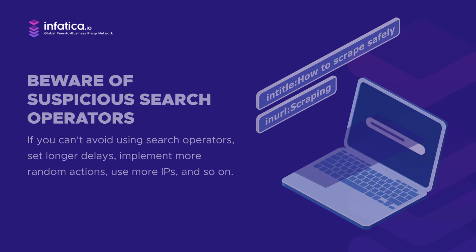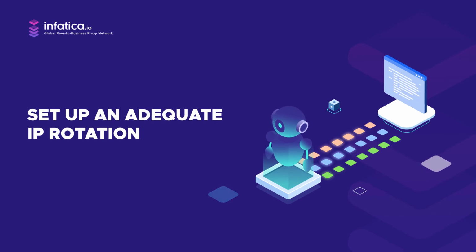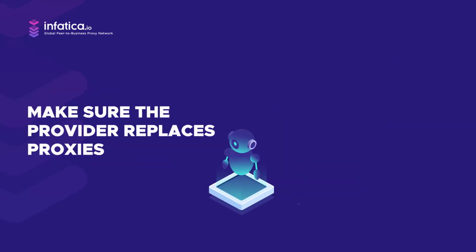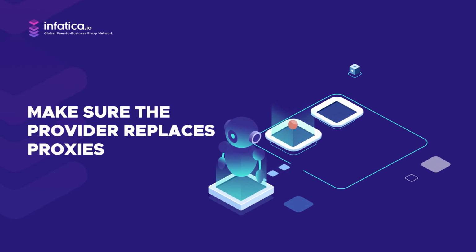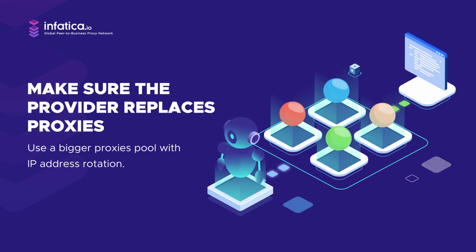This is an obvious tip that, nonetheless, often remains forgotten. Each new request should have another IP address if you're sending requests to the same server. Otherwise, the site will quickly suspect something and block you. That's why you need quite a lot of IPs for scraping. Any rotation pattern will be useless if you have a small pool of IPs, and you will get all of them blocked eventually. In this case, your vendor should be able to provide you with more proxies.